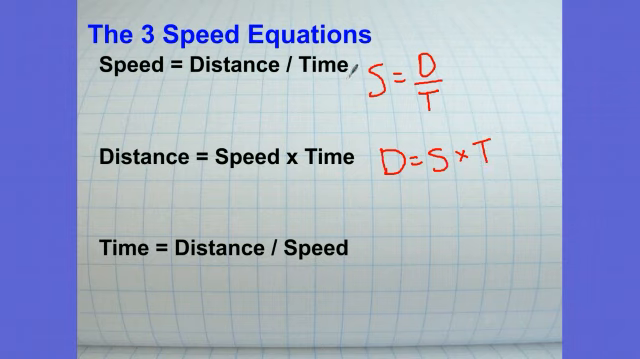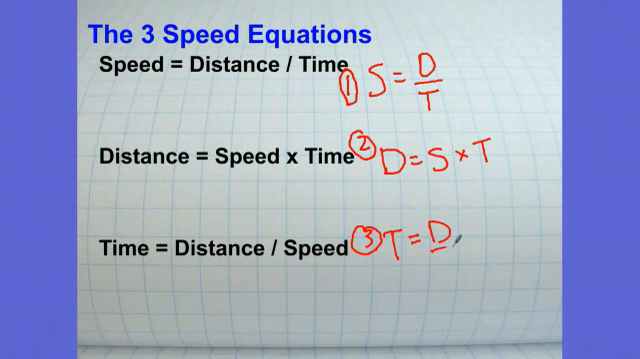Oops, sorry. It's the first equation. Why is this not working? There we go. All right, this is the second equation, right? And the third equation is time equals distance divided by speed. Okay, yes, these are three equations you will have to memorize for this unit, right? But these are the three speed equations that can tell us what's happening to the motion of an object.